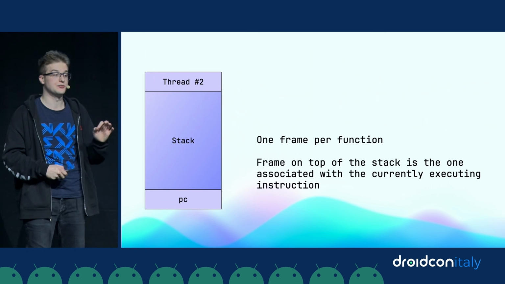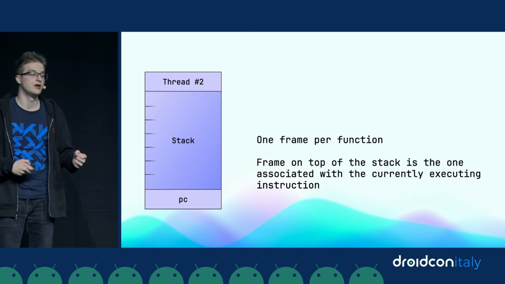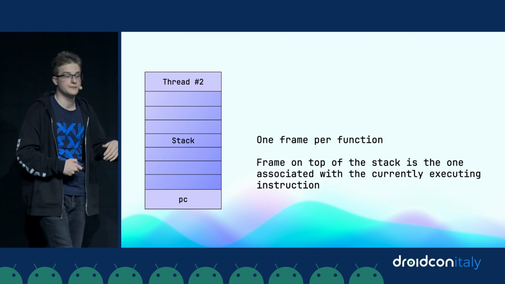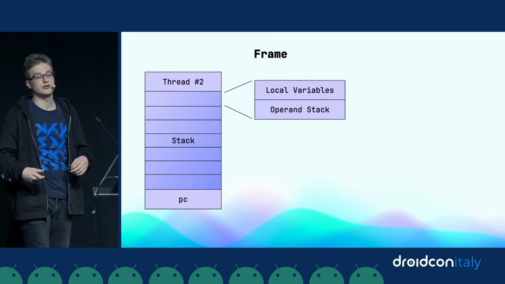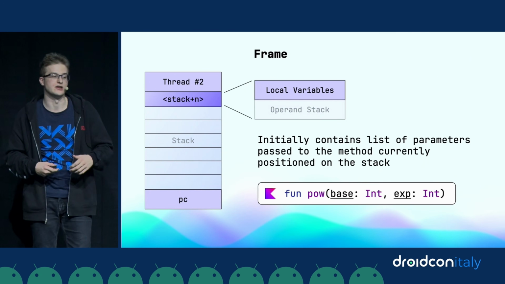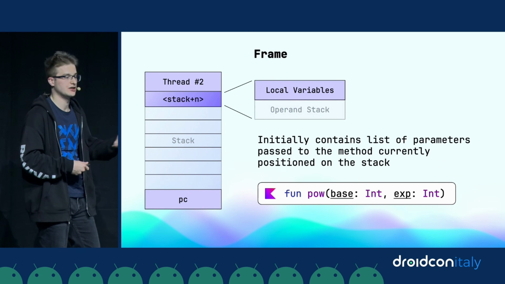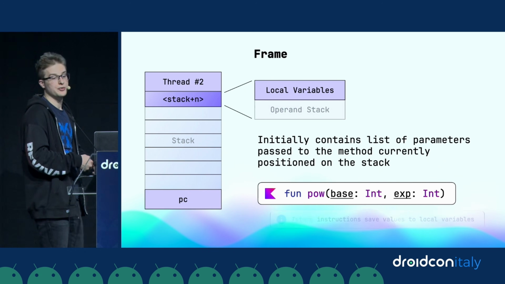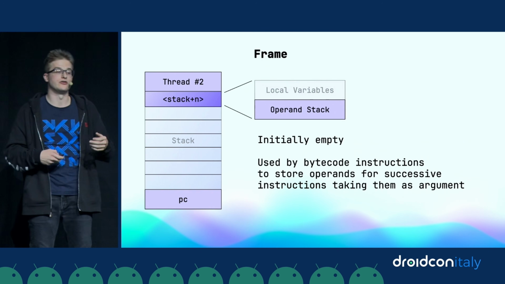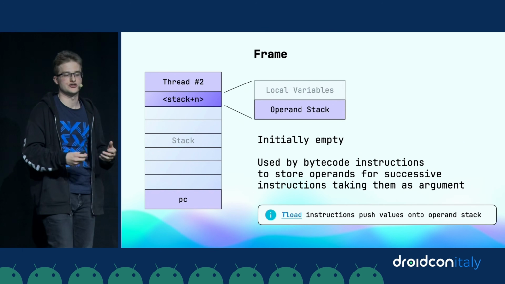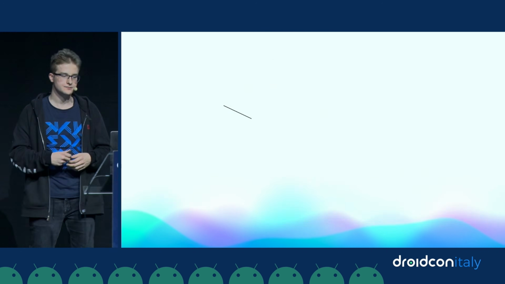Now, to get into a little bit more detail about how a stack works, a stack is divided into frames like that, and a frame is composed of local variables and operand stack. Local variables are basically initialized with the parameters of the function that is being called, and operand stack is where the actual instructions can load the data.